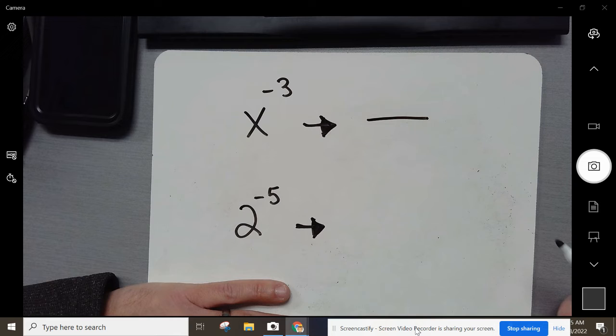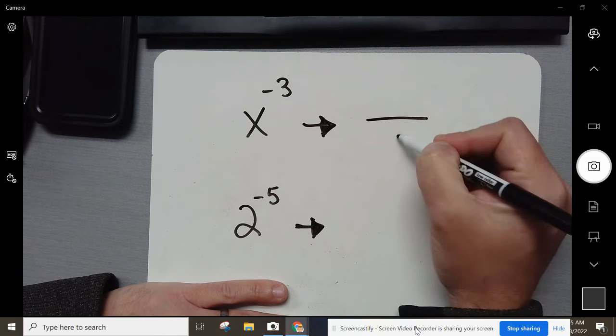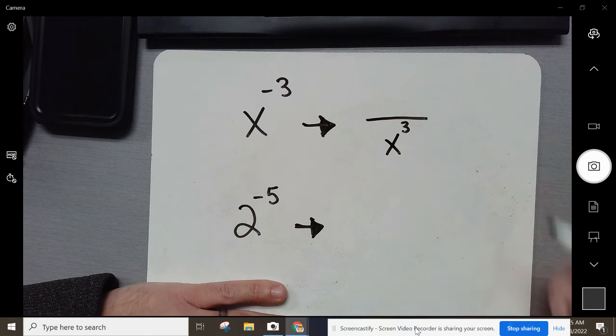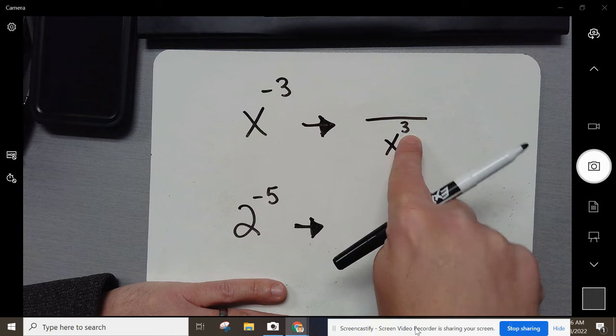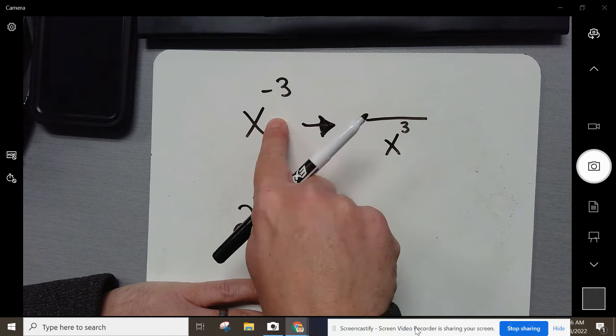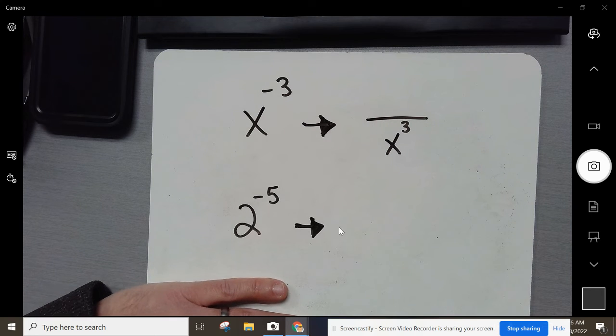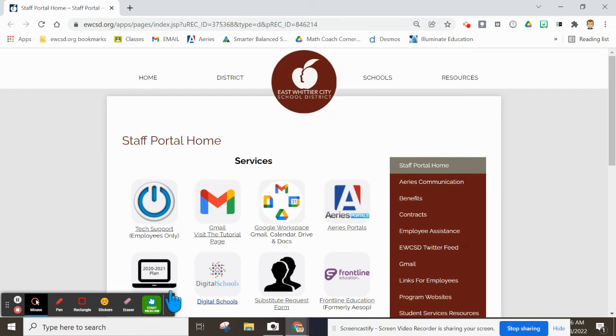Remember, this has to turn positive, but when it does that, it goes to the bottom, okay? Now that it's done that, it's flipped sides and become positive, so that's super helpful. So make sure you handle that.